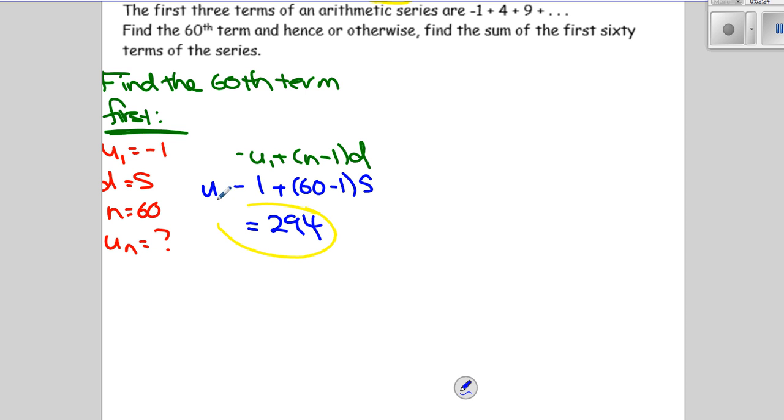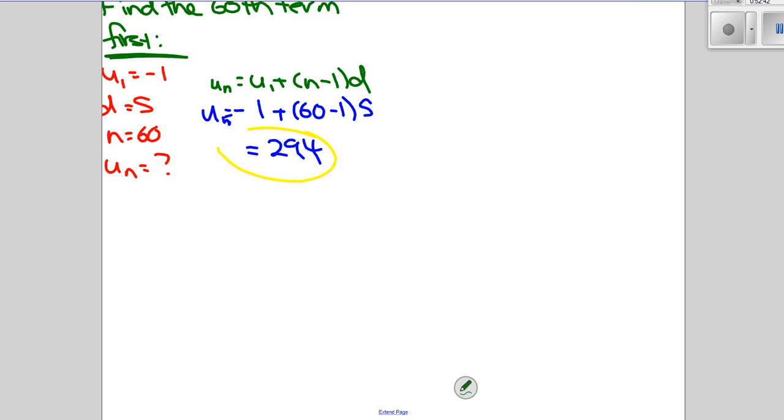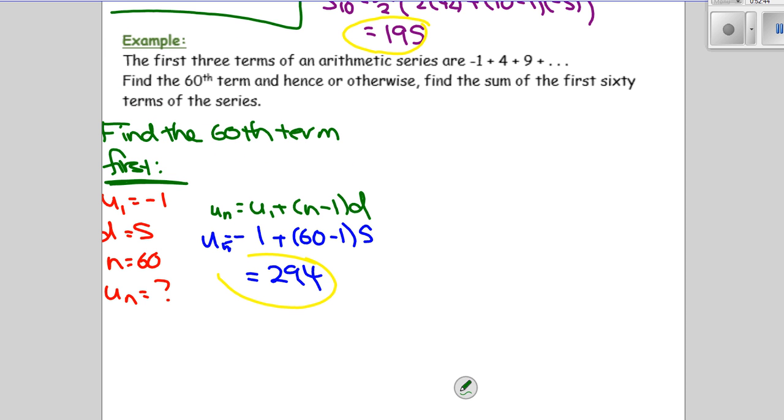N equals U of n, the shrunken U of n. Okay, so now find the sum. If you want to check an answer, feel free to. The little clue is your answer will be between 8,000 and 9,000.